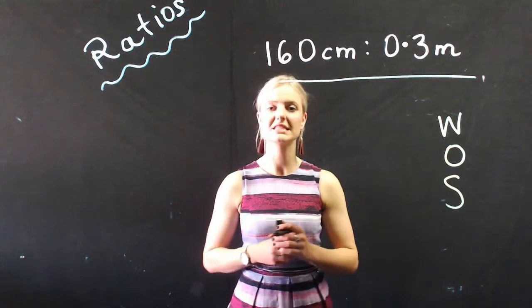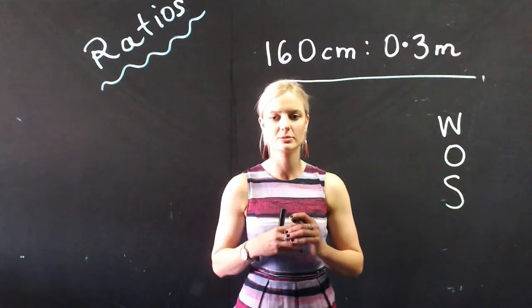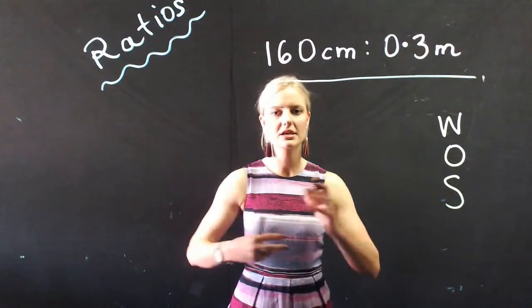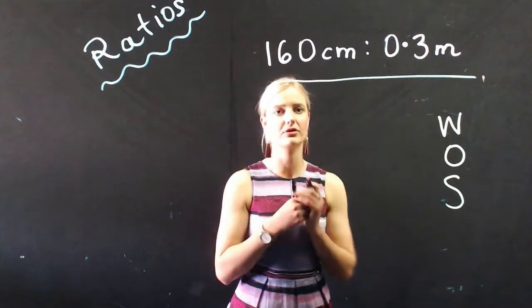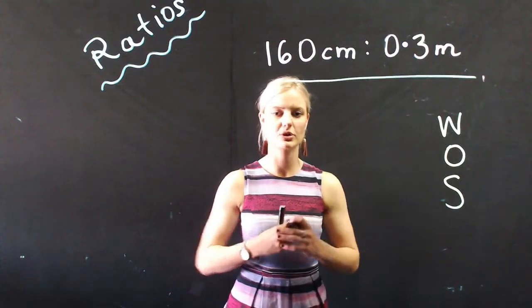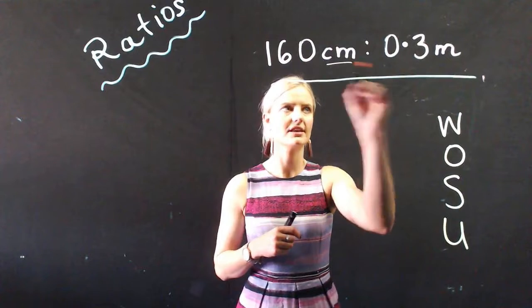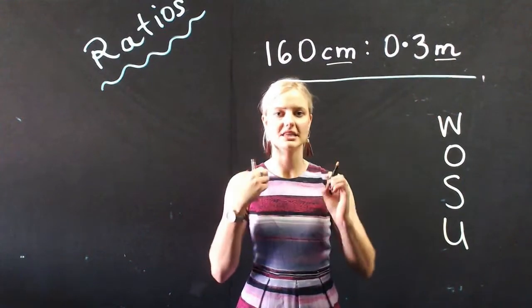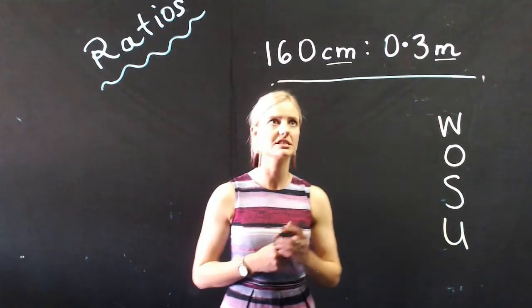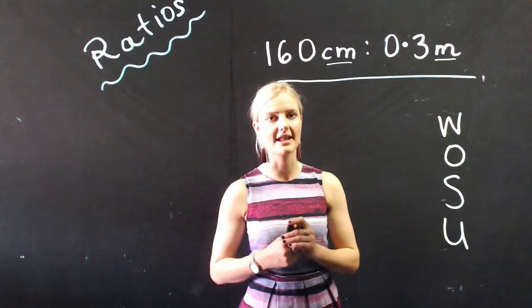S means simplify. We want them to be as simplified as possible. We want to think, what is the highest common factor that we can divide both sides by so that it's in as low as possible terms. And U for units, you don't want to include the units in the ratio. At the moment, we can't take them out because they're different to one another. So we need to make sure the units are the same so that we can allow them to be removed.